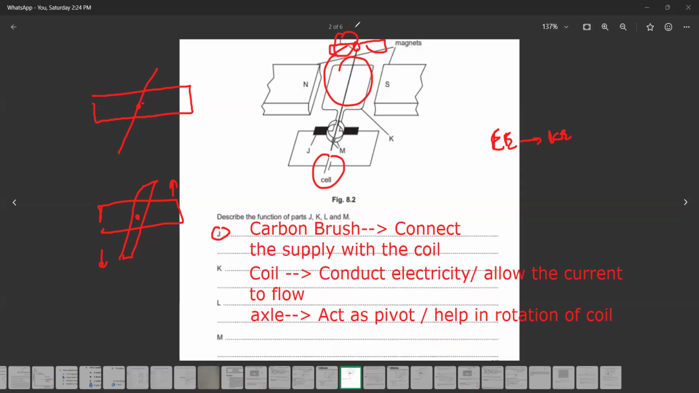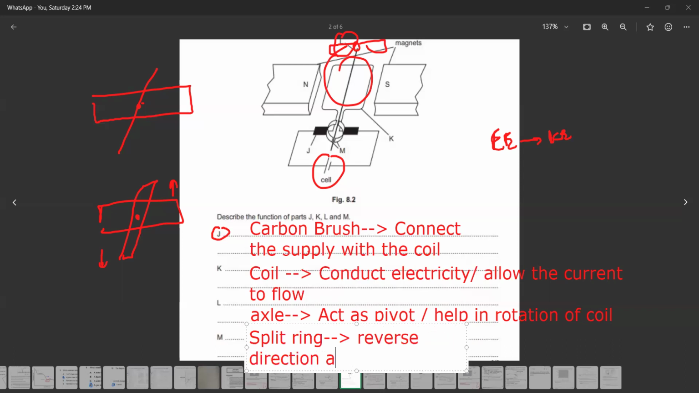The last point is M. What is it? After M is a split ring. What is the purpose of the split ring? Reverse the direction of the current after half rotation, after 180-degree rotation.